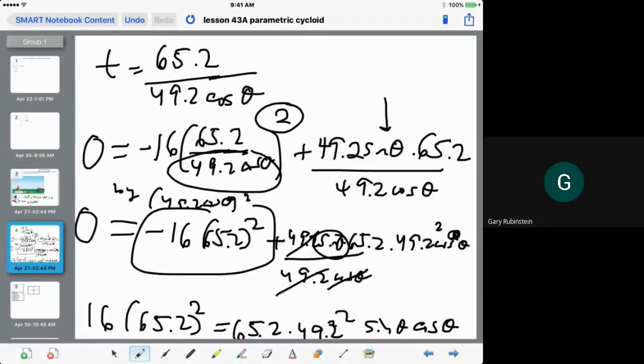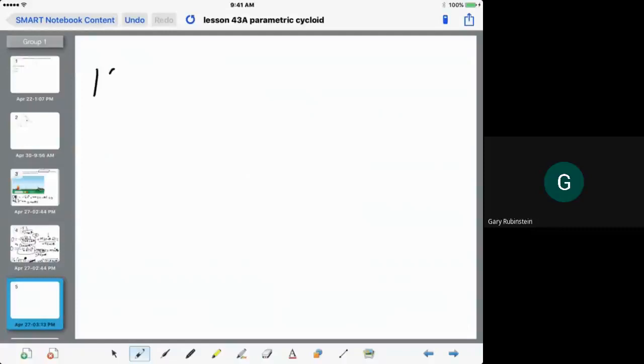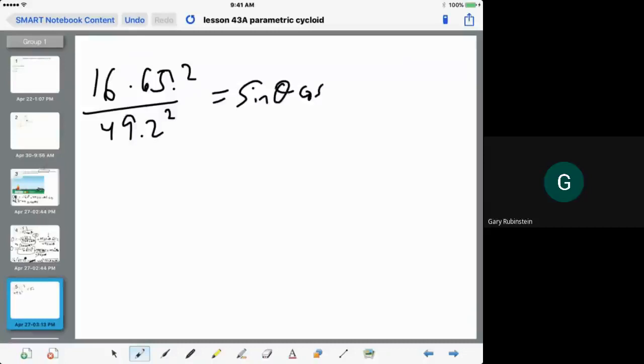And I suppose I can cancel out one of these 65.2s with one of those to make it even easier. Now, looking down the road, this thing looks problematic. But let's see what ends up happening next. I divide both sides, so I end up with 16 times 65.2 over 49.2 squared equals sine theta cosine theta. And this becomes 0.43096 equals sine theta cosine theta.